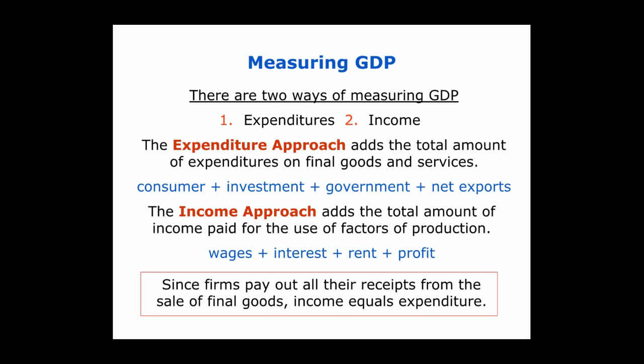And whether we do it by the income approach or the expenditures approach, we should come up with the same number. This is because firms pay out all of their receipts from the sales of the goods that they produce as incomes into these four buckets. And all of these incomes wind up being expended either by consumers or investors or governments or in imports and exports. So we can measure the GDP one of these two ways, using expenditures or income, and whether we do it one way or the other, we'll come up with the same number.